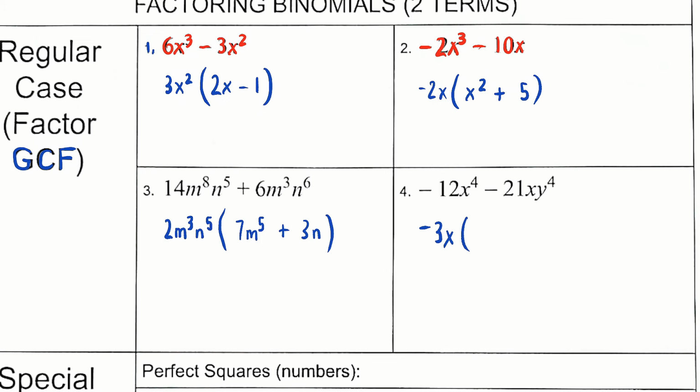We're just pulling out x. Negative 3x. So here's what we're left with. Negative 12 divided by negative 3 is positive 4. X to the 4th divided by an understood x to the 1st. 4 minus 1 is x to the 3rd. Negative 21 divided by negative 3 is a positive 7. And then, of course, the x's here will cancel, right? X divided by x. But then the y to the 4th has nothing to cancel it out with. So it just drops down. And our result is negative 3x times 4x to the 3rd plus 7y to the 4th.